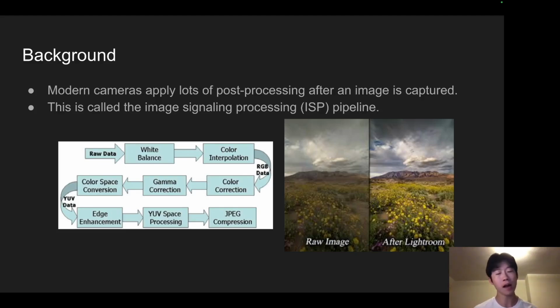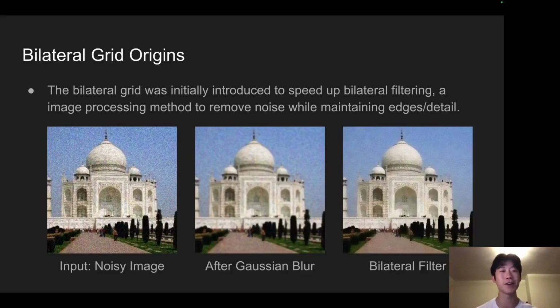But about this paper though, bilateral guided radiance field processing, what does bilateral mean? Okay, so bilateral actually refers to a bilateral grid, and that's a data structure initially introduced to speed up bilateral filtering. So bilateral filtering is this image processing technique to remove noise.